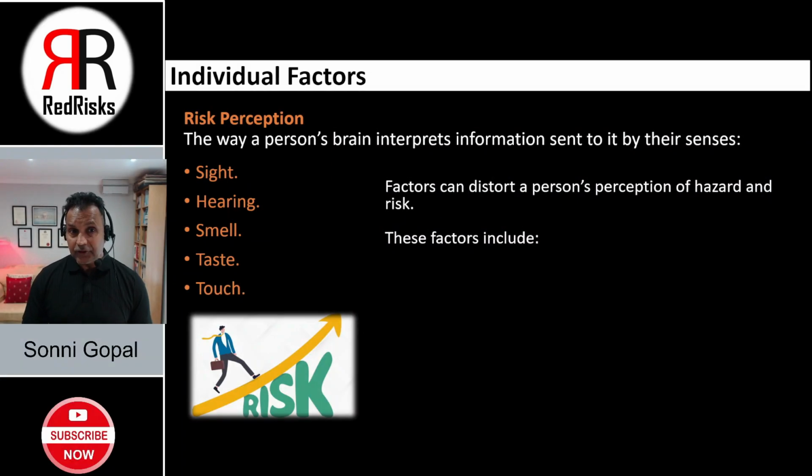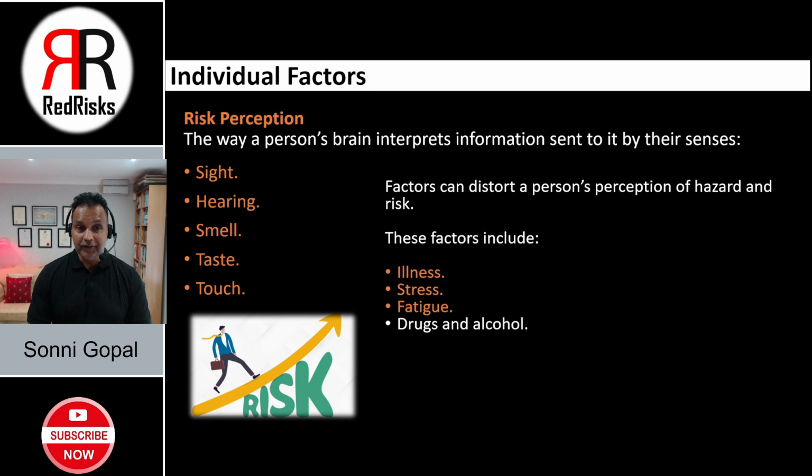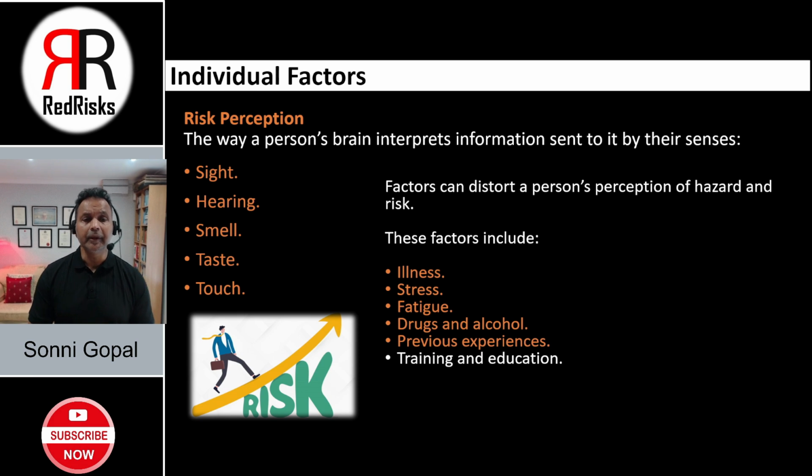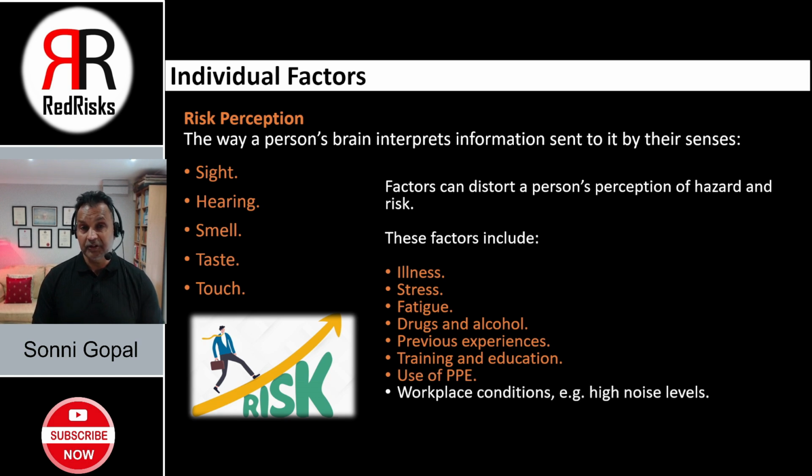But factors can distort a perception of hazard and risk. And these factors are things like illness, stress, fatigue, drugs and alcohol, previous experiences, training and education, and the use of PPE. Now, one of the things to also consider in terms of factors, especially when it comes to health and safety, are workplace conditions, for example, high noise levels. Risk perception is a key part, especially when you think about human failures and how we perceive that risk to be. We may not always have the same idea in terms of risk perception because of our risk attitude.